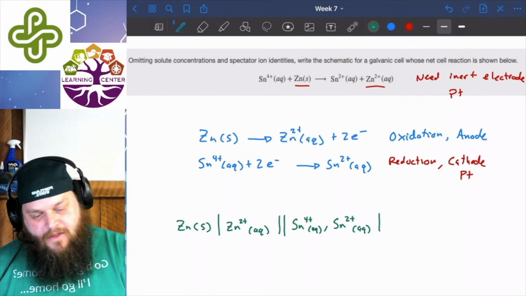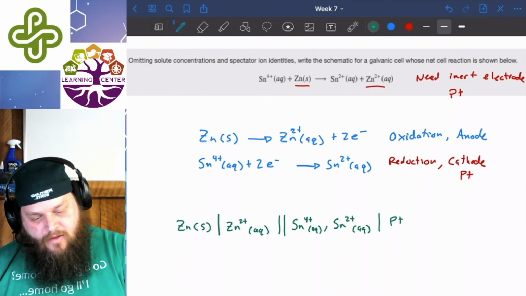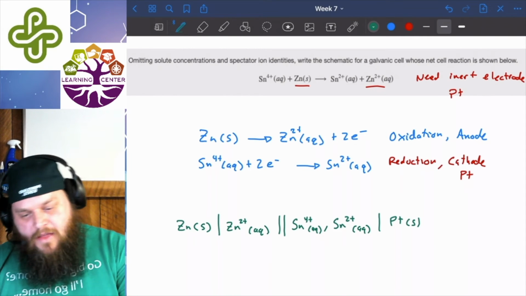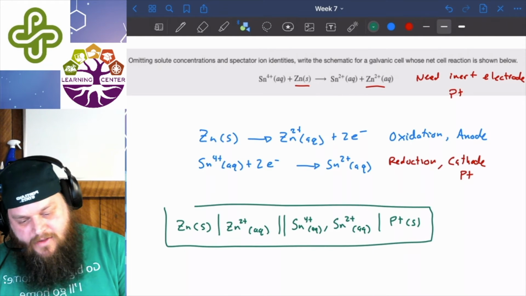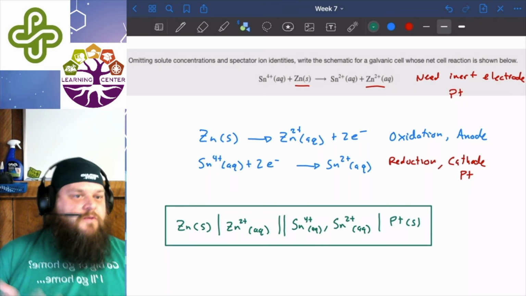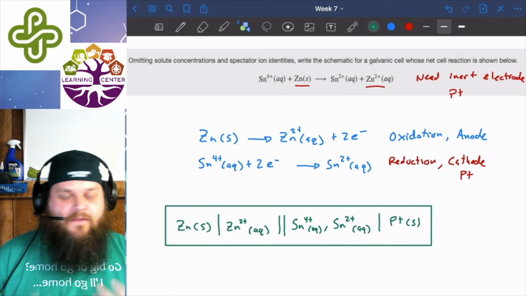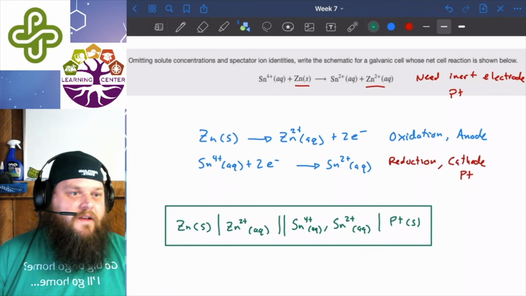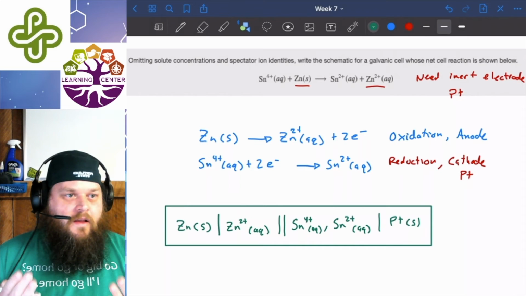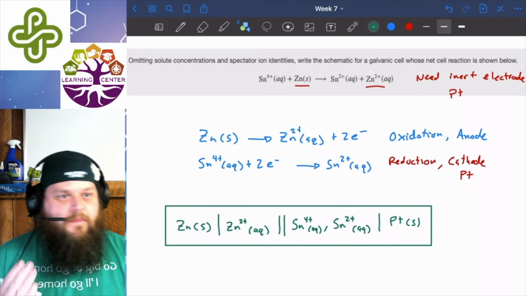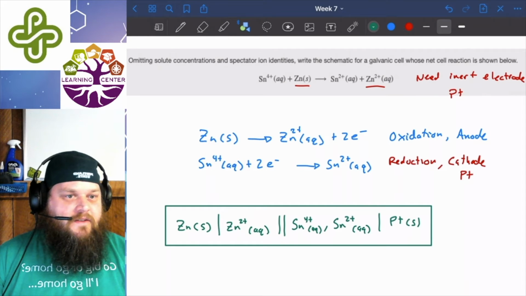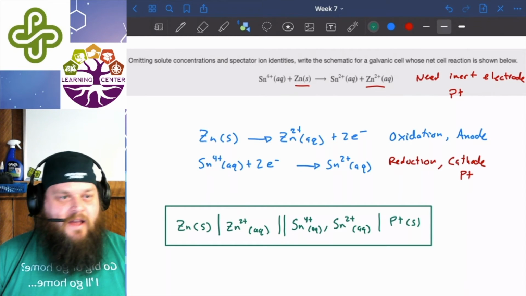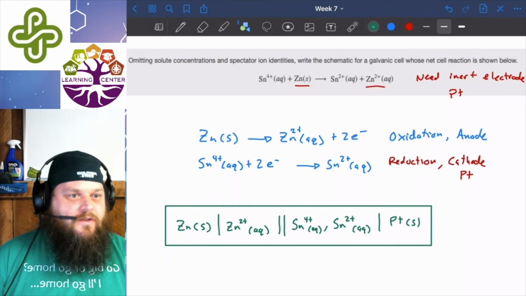And that interfaces through the platinum solid. And that's it. That's our basic notation for the cell. Just writing that out says that we have this galvanic cell. It tells us the type of electrodes we have in there, zinc and platinum. It tells us the mixture of solution that we have in there is going to be some zinc ions and some Sn +4 and +2 ions in there.